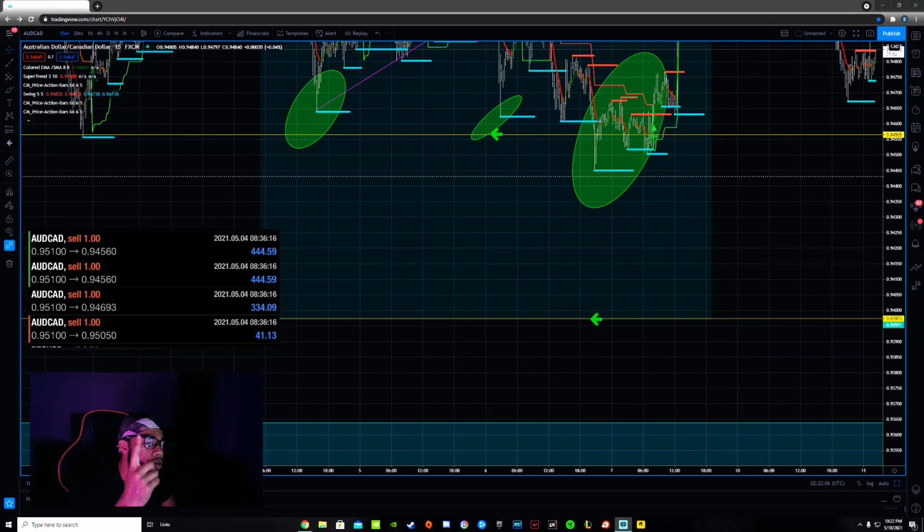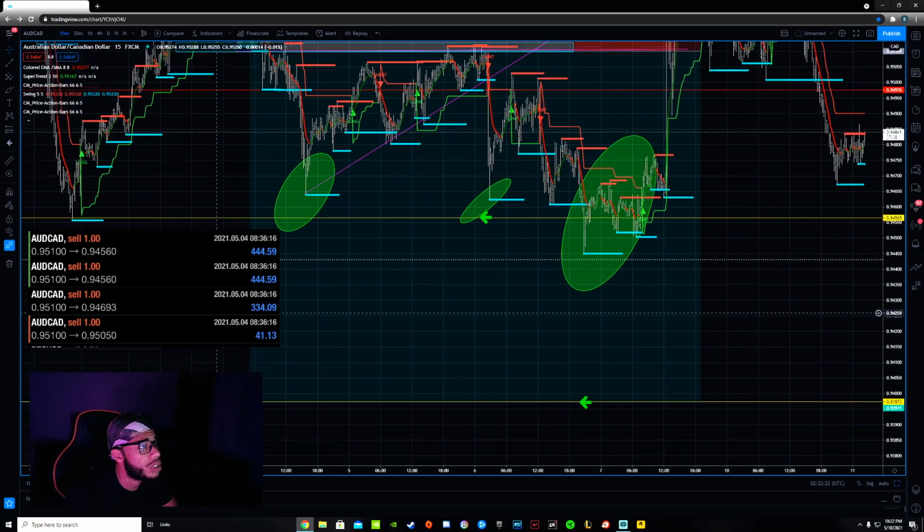So if you look above, you will see that we have 2 trades in the green, 1 neutral, and then 1 in the red. What does that mean? So originally we placed 2 trades.